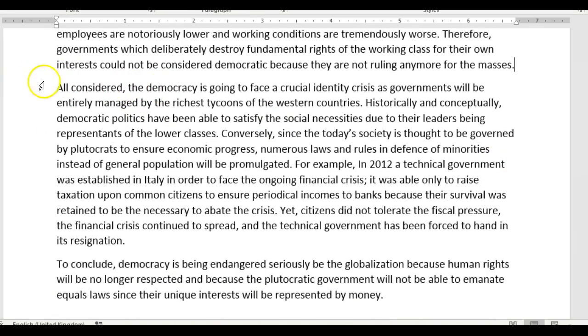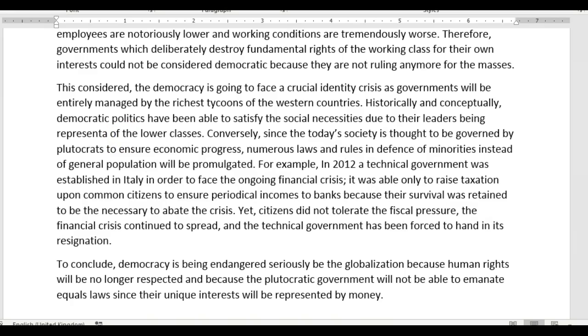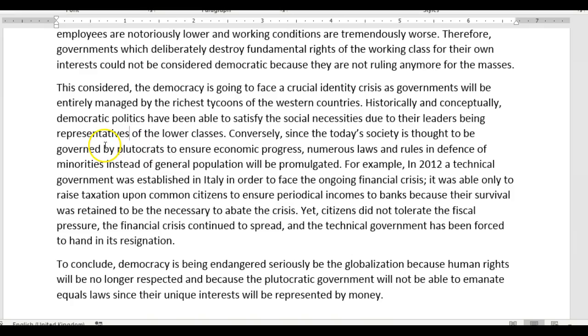All considered, I would say this considered, the democracy is going to face a crucial identity crisis as governments will be entirely managed by the richest tycoons of the Western countries. Great. We are on the way to a very nice band, but we really have to be careful with language use. Historically and conceptually, democratic politics have been able to satisfy the social necessities due to their leaders being representatives, no, not representatives of the lower classes.